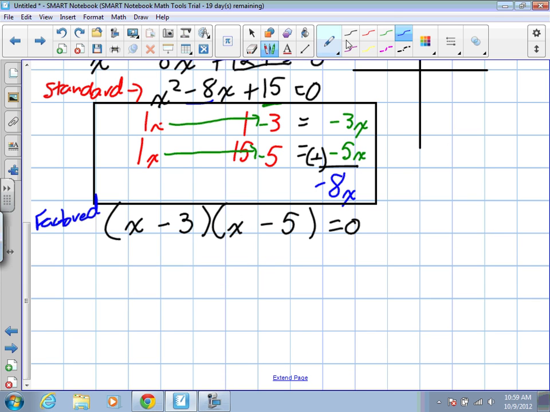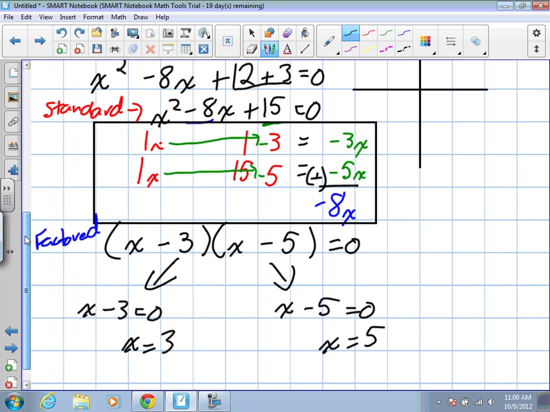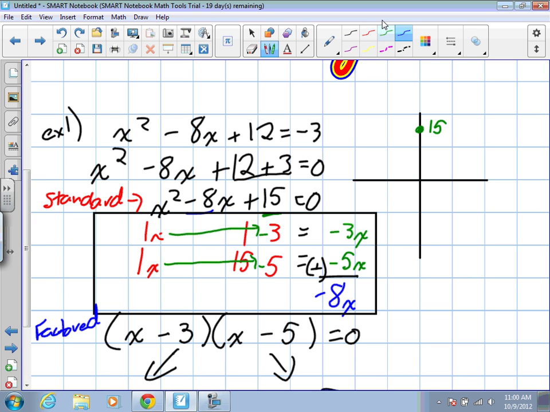Now that we're in factored form, we know that it's multiplied to equal 0. So we're going to take both of these equations and split it. x minus 3 will be set equal to 0, and x minus 5 will be set equal to 0. Oops, I should say minus 5 equals 0. This helps us find x-intercepts and then the axis of symmetry. So our two x-intercepts are at 3 and 5. That's what we've discovered so far. So we take that information. We have one x-intercept at 3 and another at 5.